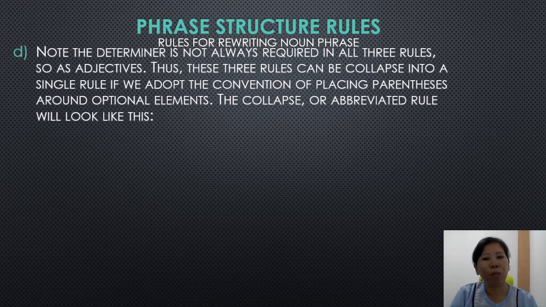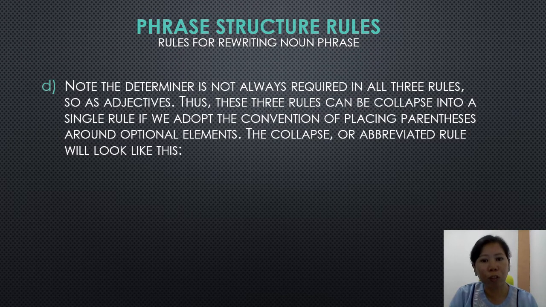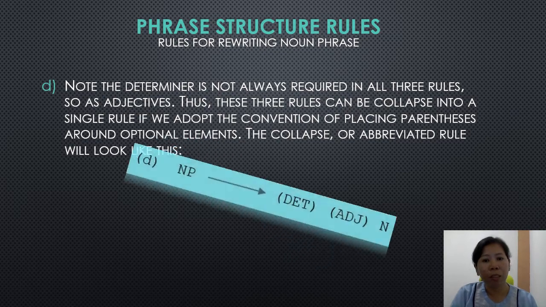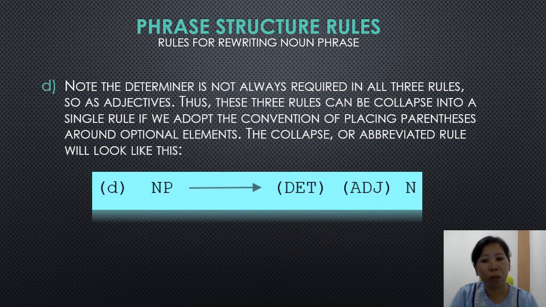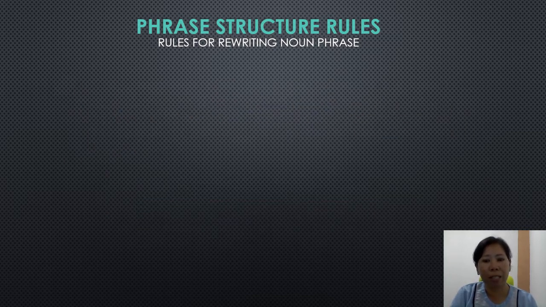Now, let's move on to the fourth rule of rewriting a noun phrase. Note that a determiner is not always required in all 3 rules, and so with adjectives. Thus, these 3 rules can be collapsed into a single rule if we adopt the convention of placing parentheses around optional elements. So the collapsed or abbreviated rule will look like this. A noun phrase contains an optional determiner plus an optional adjective plus a noun.